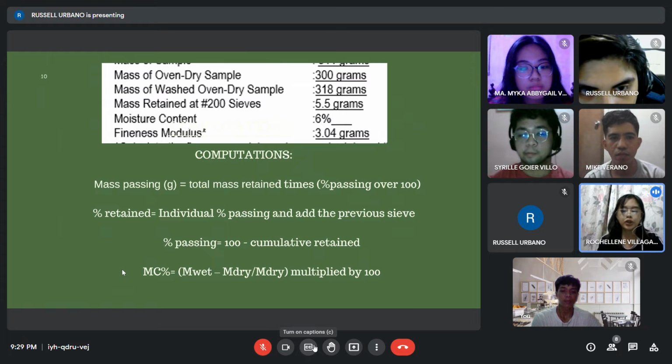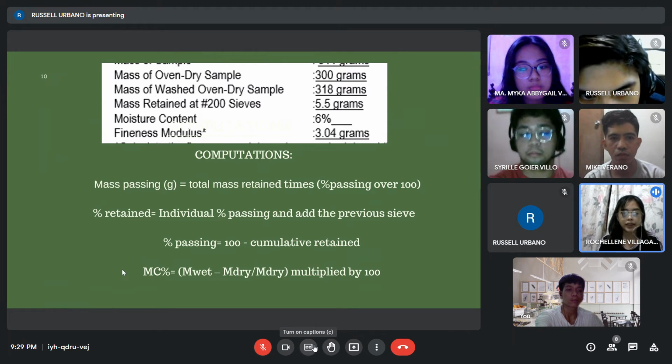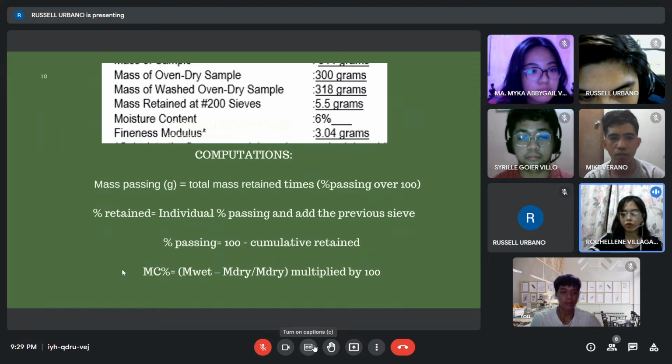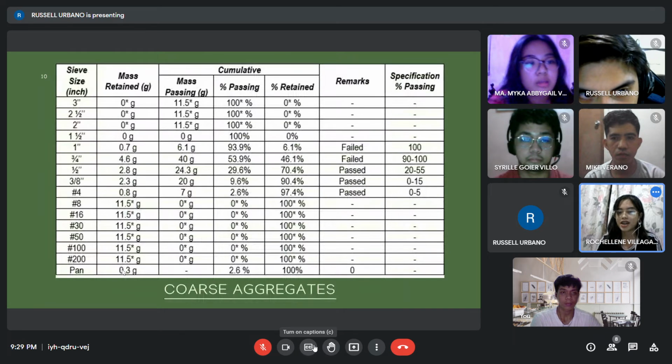Lastly, the moisture content. On getting this, we use the formula mass of wet sample minus mass of dry sample all over mass of dry sample multiplied by 100. That's all. Next, reporter.